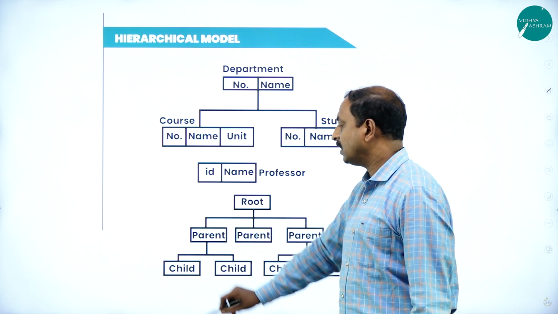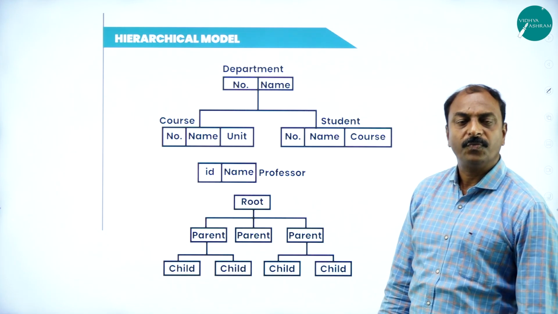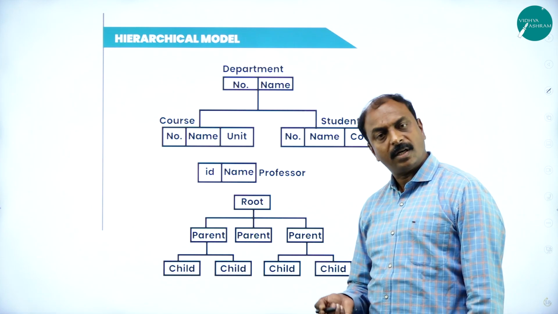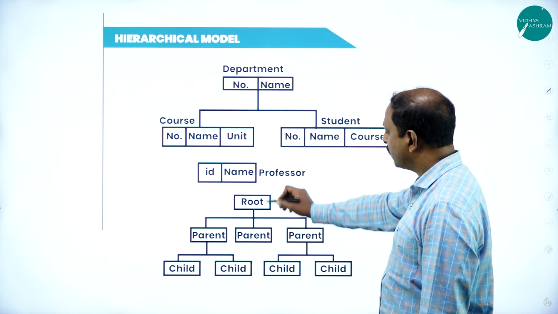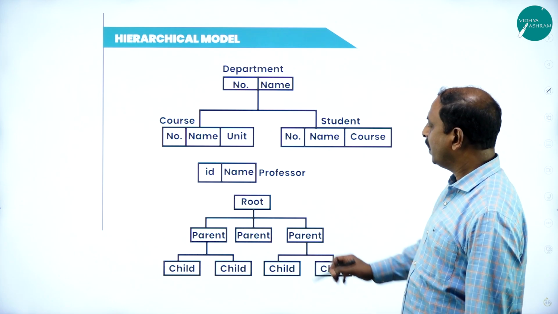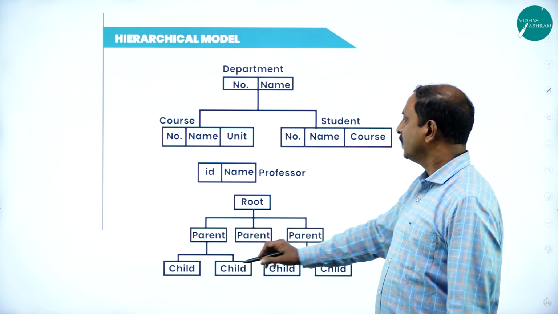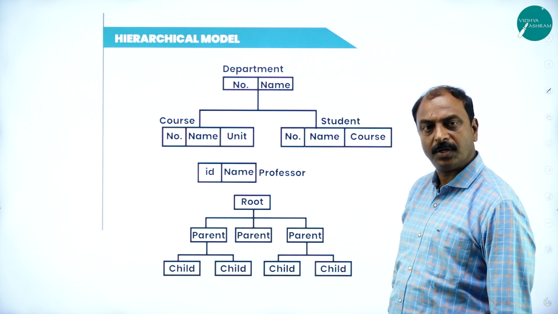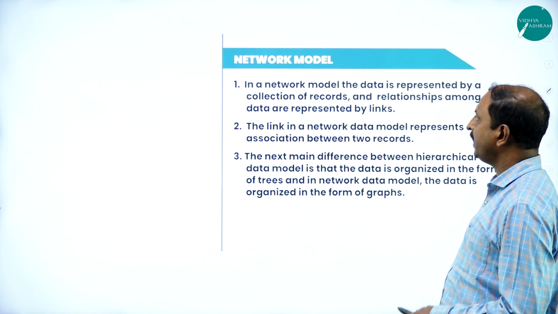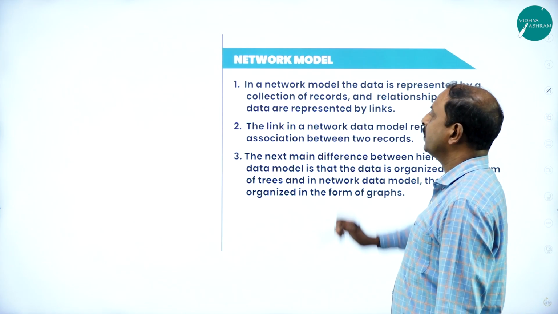So this is an example of hierarchical model where the data or the records are stored in a hierarchical model or in the form of the parent and child. So this is hierarchical model. Now let us move on to next slide. Next one is network model.